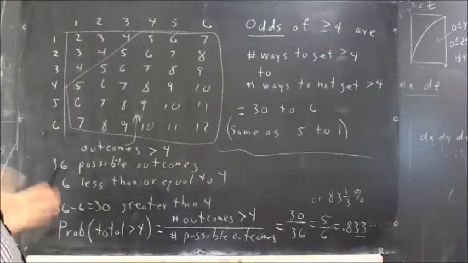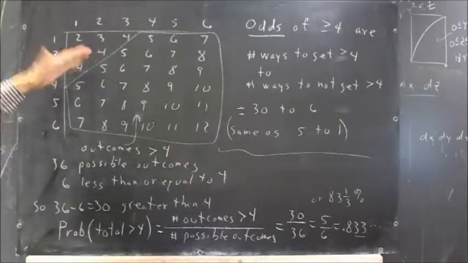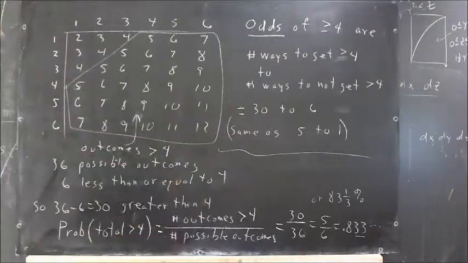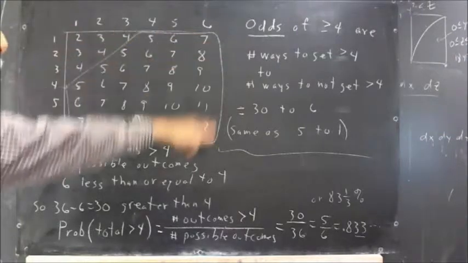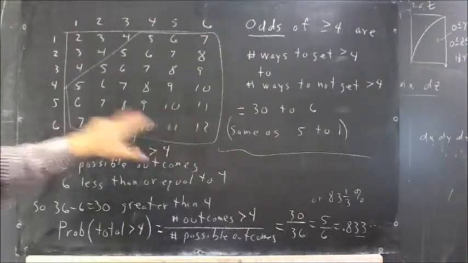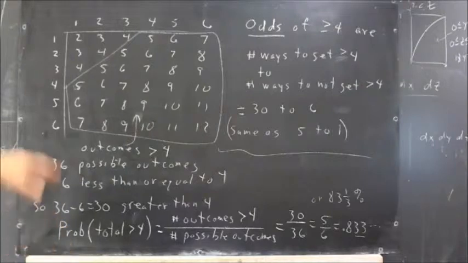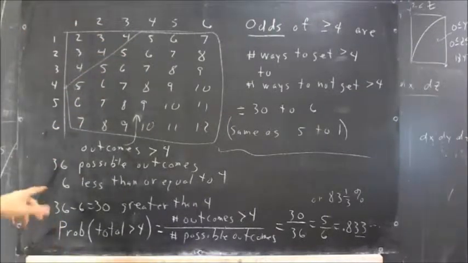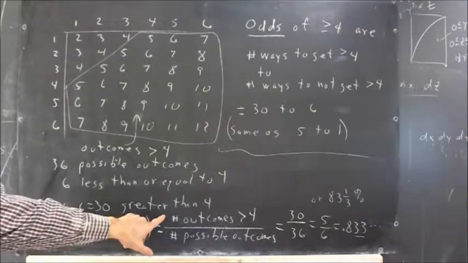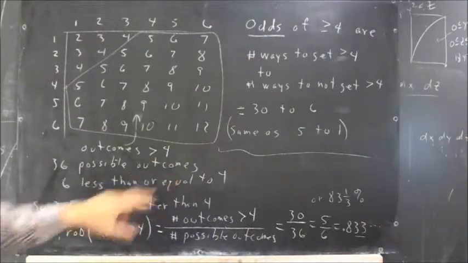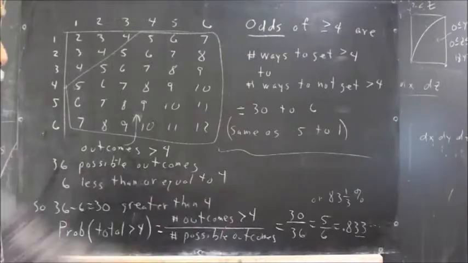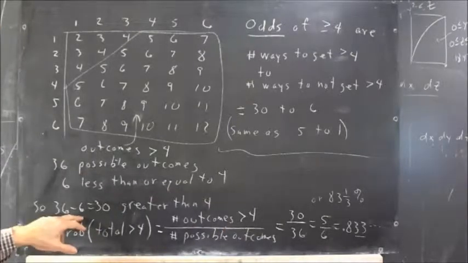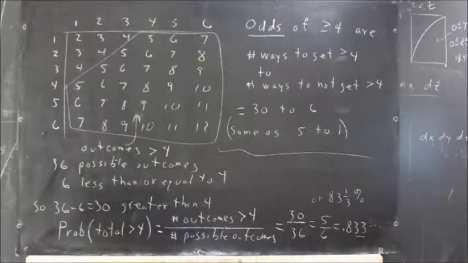And you can easily see then that the number of outcomes for a result greater than 4 will be the 36 possible outcomes, which is 6 times 6, there are 36 numbers here, less the 6 numbers you have up here, leaving you 30 numbers that are greater than 4. So there are 36 possible outcomes. 6 are less than or equal to 4, and therefore 36 minus those 6 equals 30 will be greater than 4.